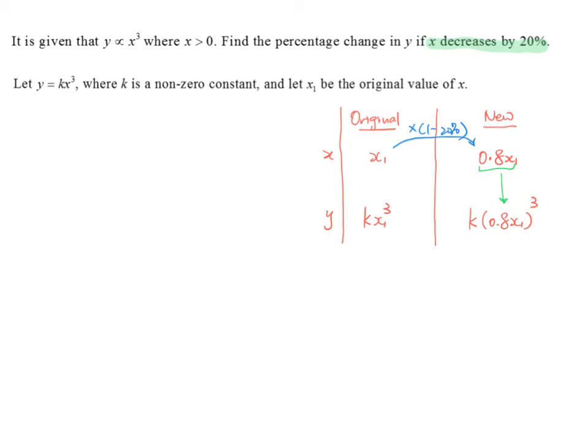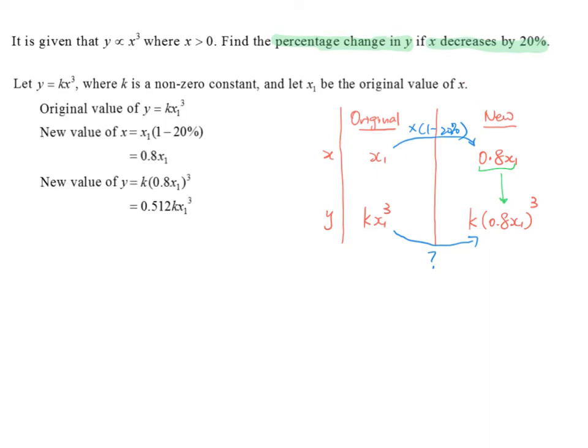Now the question asks, what is the percentage change in y? So in other words, if I go from here to here, what will be the percentage change? So this is the whole story. When I write out my solutions, I state my original value of y, which is this one. And I will also have to tell the reader the new x. Last but not least, the new y. So after you simplify it, you get 0.512 kx1 cubed.